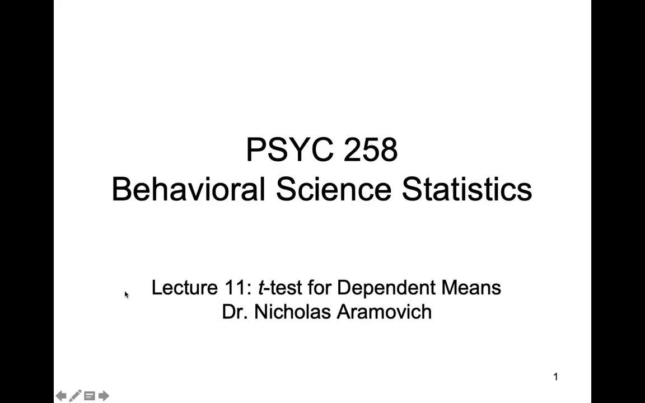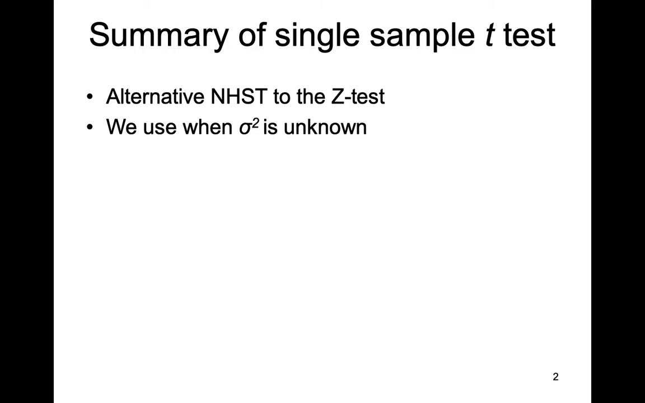All right, this lecture is on the t-test for dependent means. Last lecture, we learned about a single sample t-test, or a one sample t-test. The one sample t-test is an alternative to the null hypothesis significance test, the z-test, and we use a one sample t-test when the population variance is unknown. Therefore, we have to estimate the population variance based on the variance that we calculate in our sample.